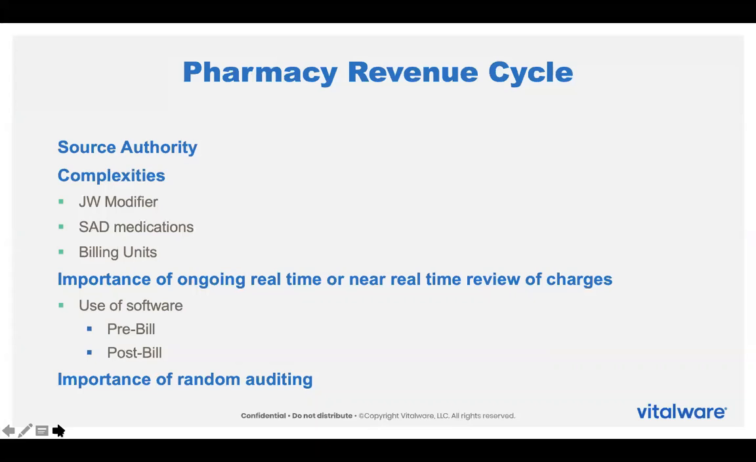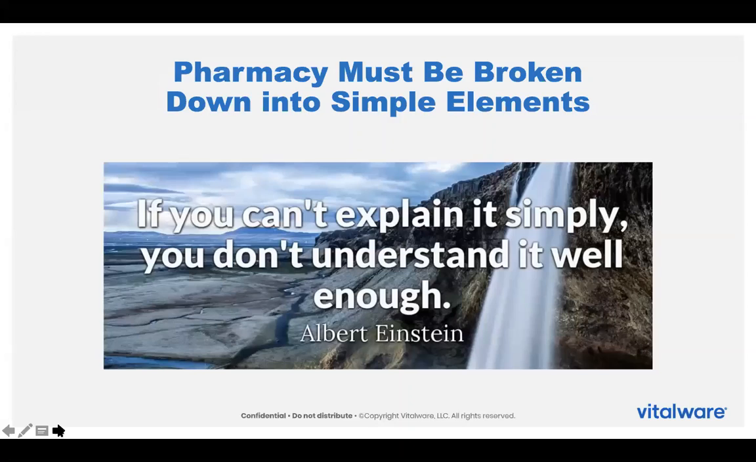So when I put all this together, I've given you the source authority. I've talked about the JW modifier, SAD medications and billing units, the use of software, and the importance of random auditing. And this is what I take away from the pharmacy. If you can't explain it simply to me, then you don't know it well enough. And that's the key with pharmacy.